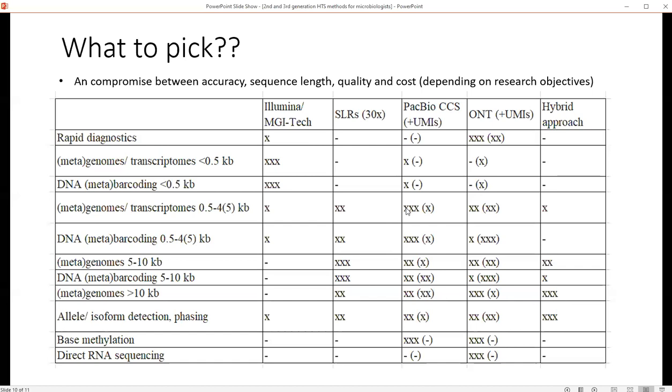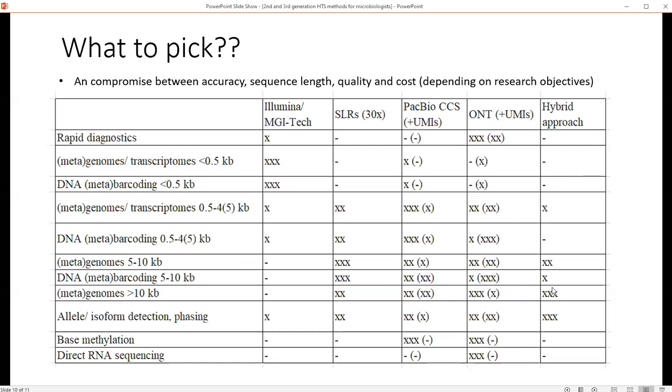PacBio without UMI is performing best, because up to 3-4 kilobases reads you can get sufficient consensus sequence coverage. For longer fragments from 5 to 10 kb, both metagenomes and metabarcoding, synthetic long reads are probably the best option, or alternatively UMI combined with Oxford Nanopore and PacBio are also performing well.